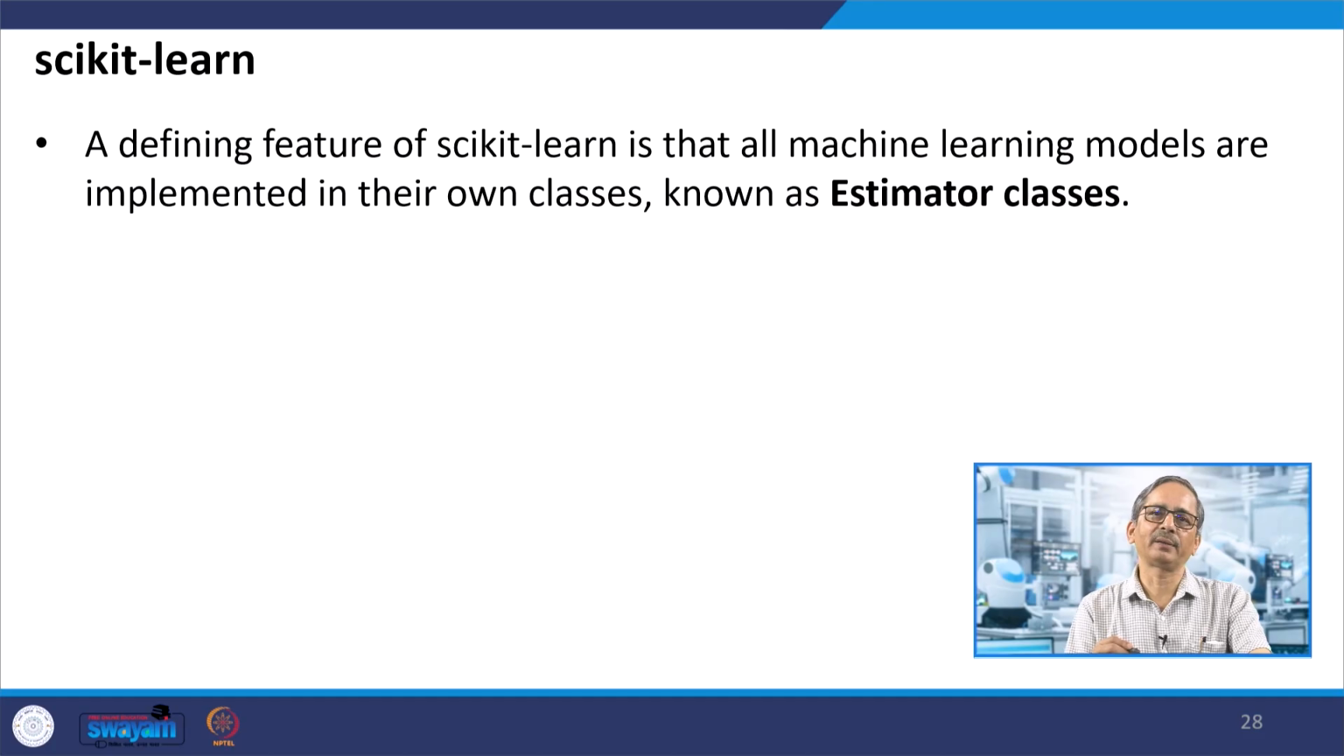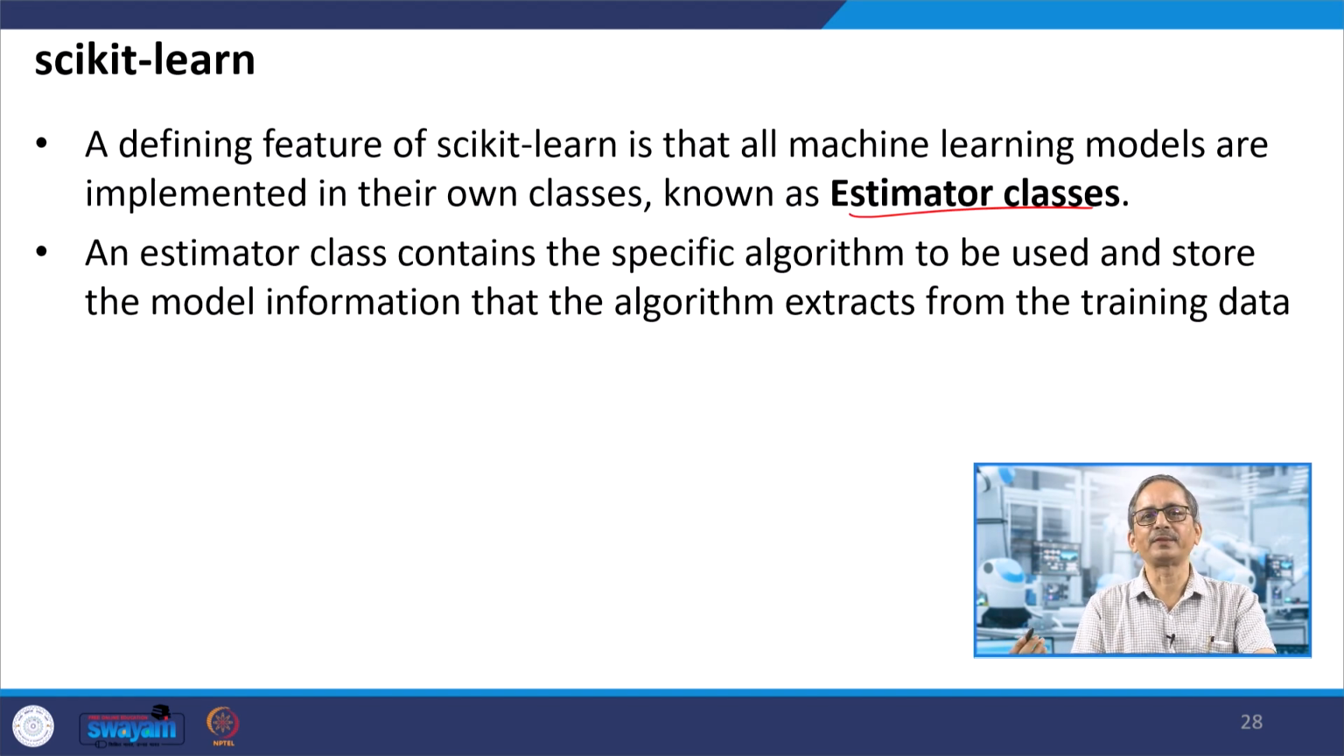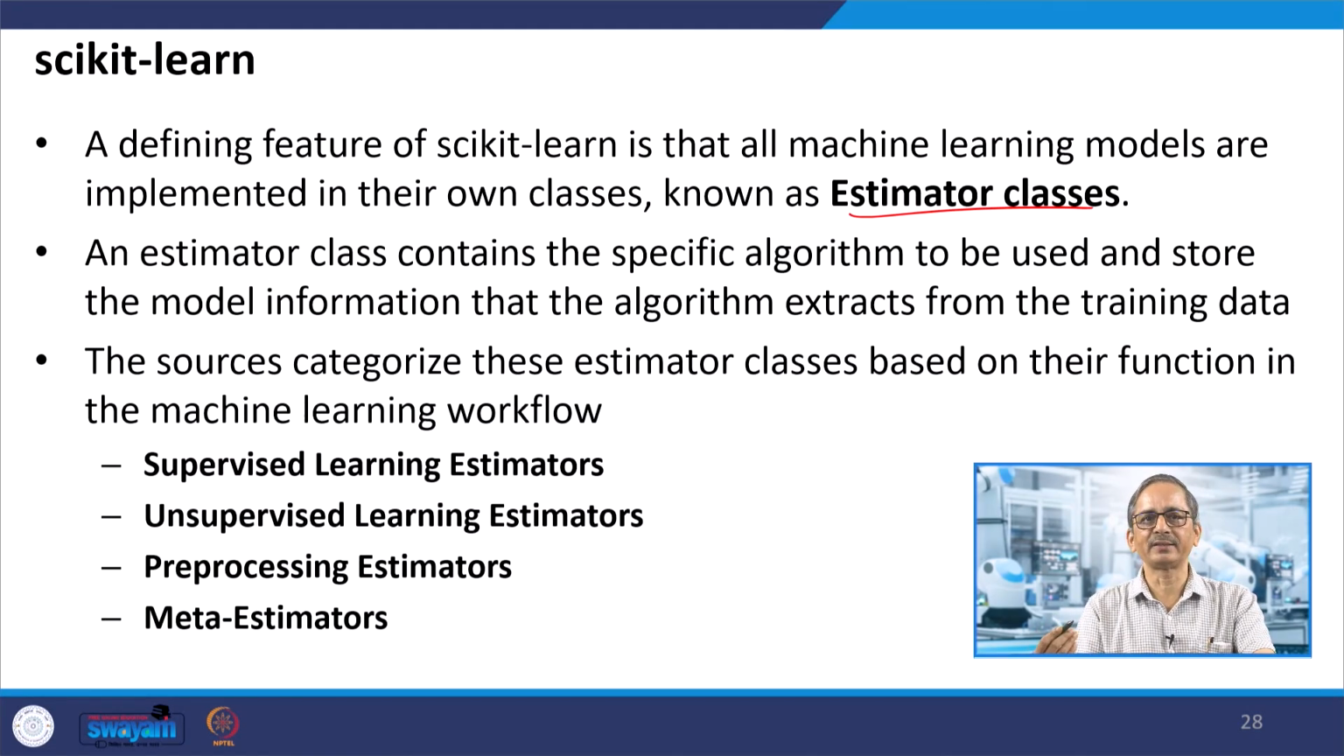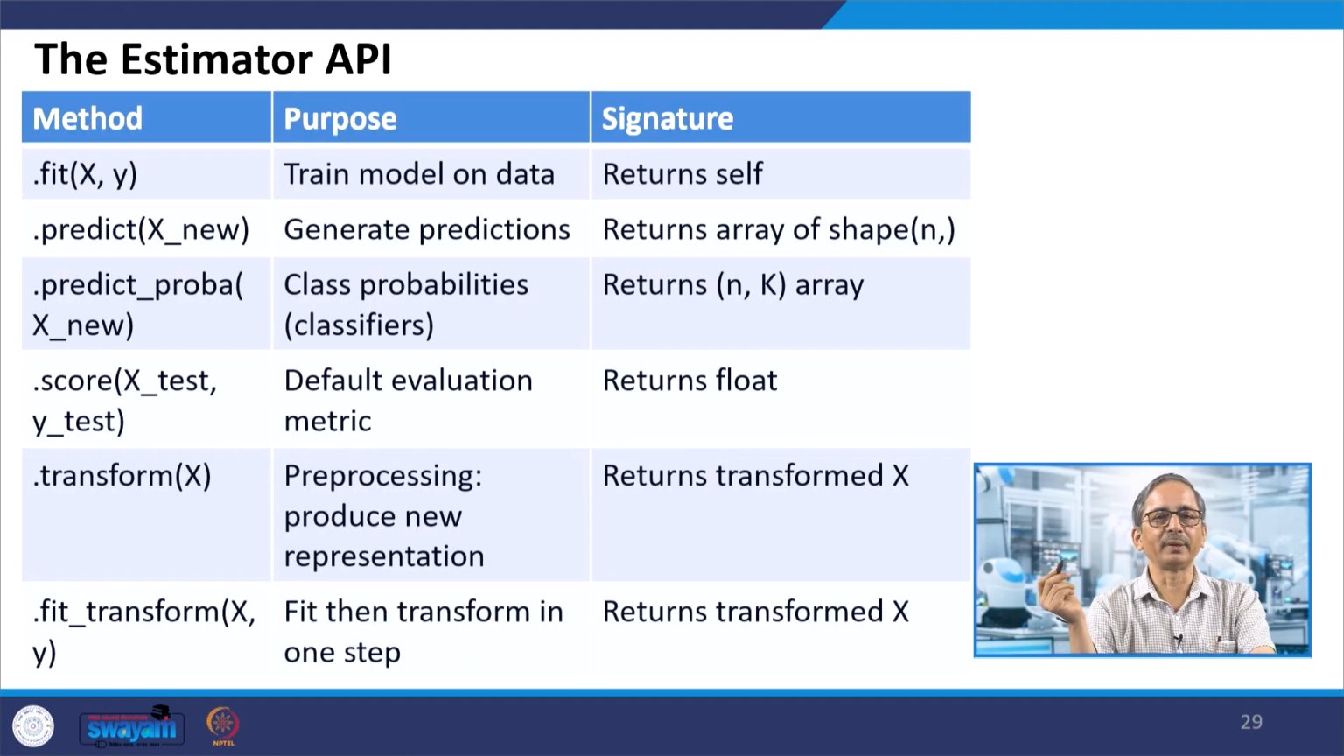A defining feature of scikit-learn is that all machine learning models are implemented in their own class, okay, which is known as the estimator classes. An estimator class contains the specific algorithm to be used and stores the model information that the algorithm extracts from the training data, and scikit-learn categorizes these estimator classes based on the function in the machine learning workflow, okay. So, we could have the supervised learning estimator, unsupervised learning estimator, pre-processing estimator and the meta estimator, okay. So here are various estimator APIs.